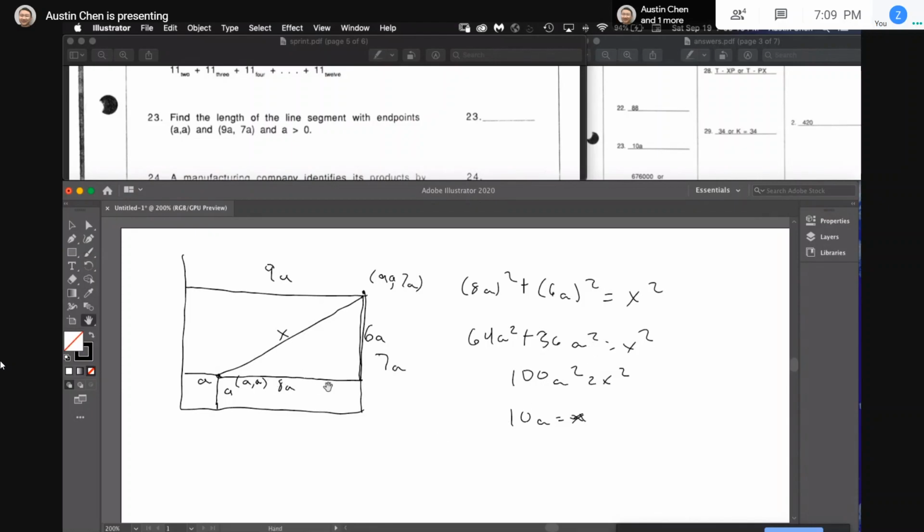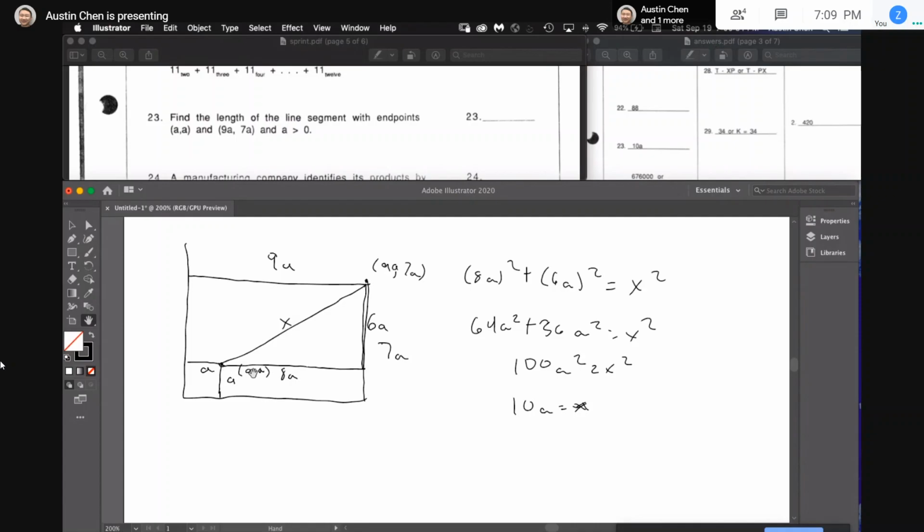Once you get 8a and 6a, you can notice that 6, 8, 10 is a Pythagorean triple, right? So that will save you some time. Because the 6 and 8 are being multiplied by a, the 10 is going to be multiplied by a as well. Now, instead of going through this process every time, you could just subtract the x coordinates from each other and the y coordinates from each other, and then use the Pythagorean theorem on that.